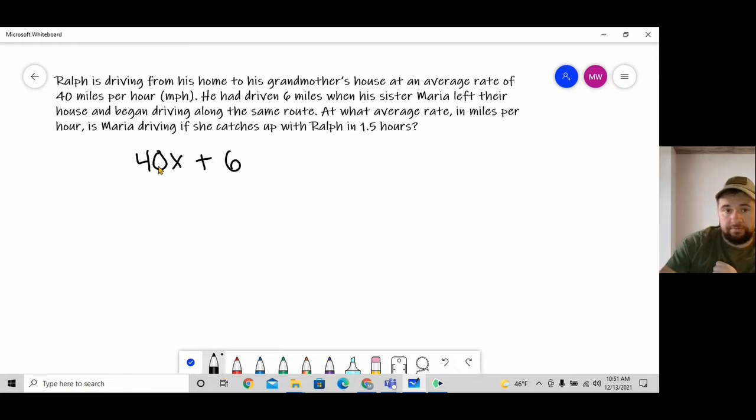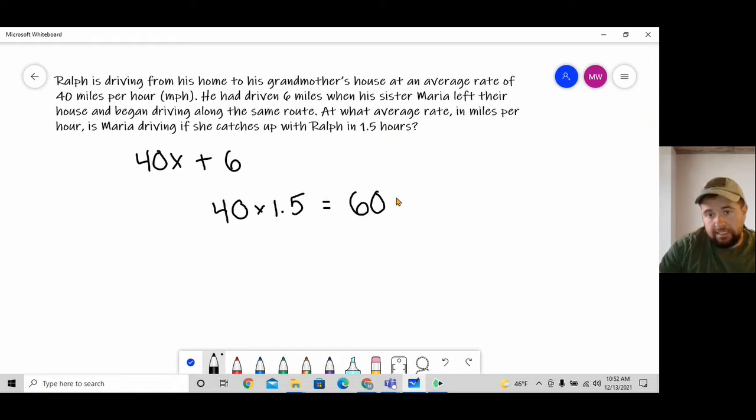So what we're going to do is take that 40 and multiply it times 1.5. So 40 times 1.5. And 40 times 1.5 is 60. Plus the 6 mile head start that he had, which is 66. So in the 1.5 hours that Maria was driving, Ralph had gone 66 miles. He had gone 40 miles per hour for 1.5 hours, plus that 6 mile head start.